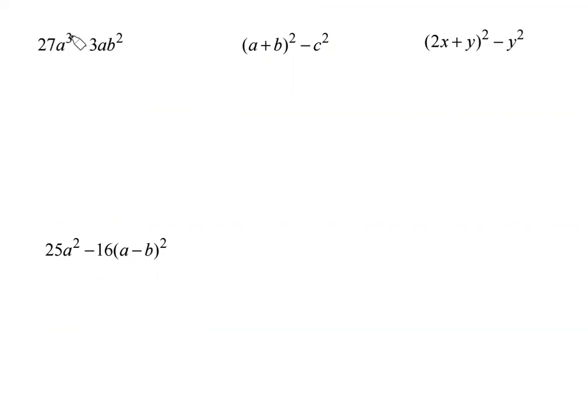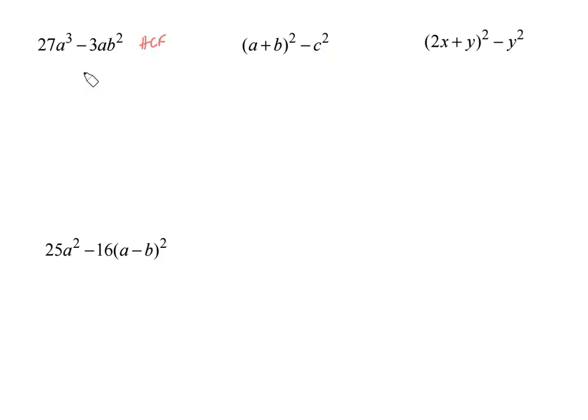Now we have 27a cubed minus 3ab squared. In this case, we are not going to apply difference of two squares directly. We are going to start by factorizing what we have here. How do we factorize here? We take out the highest common factor.